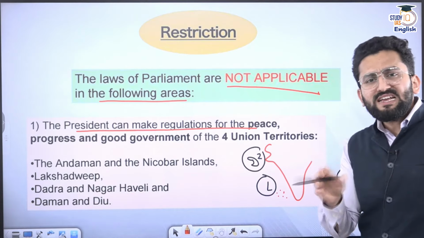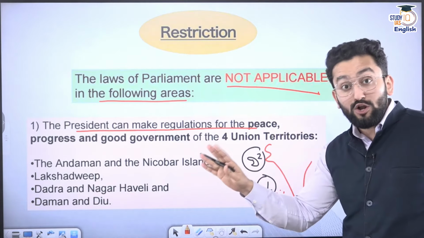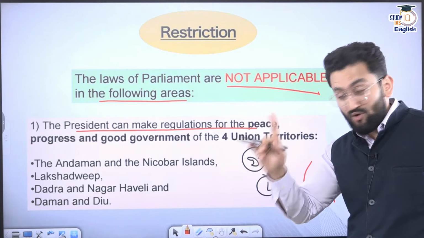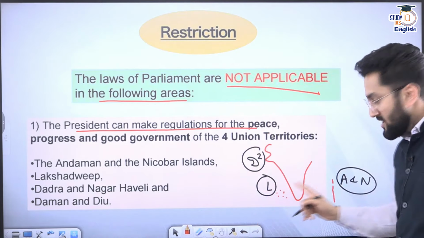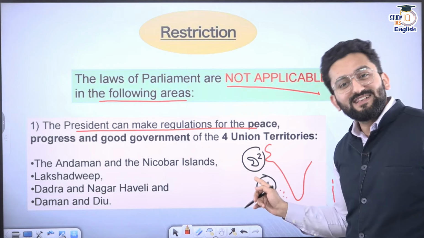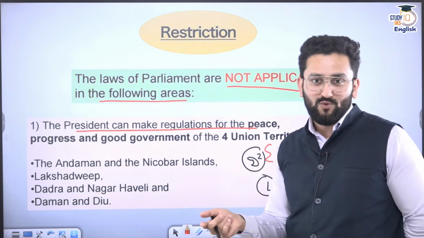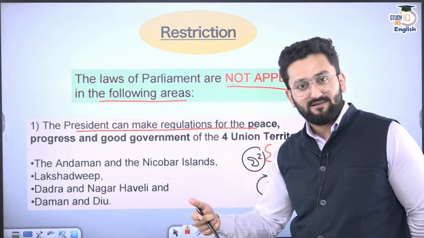Now, it is quite easy to remember which UTs we are talking about. It is not applicable to all UTs. Please remember, only applicable to Lakshadweep, Andaman and Nicobar, and D square. D square means Dadra and Nagar Haveli and Daman and Diu. Okay, Dadra and Daman. Clear?